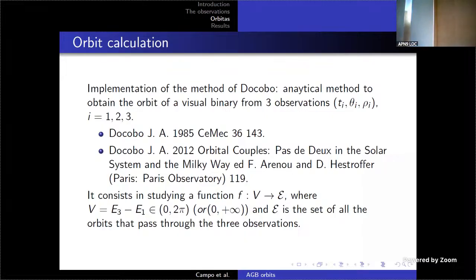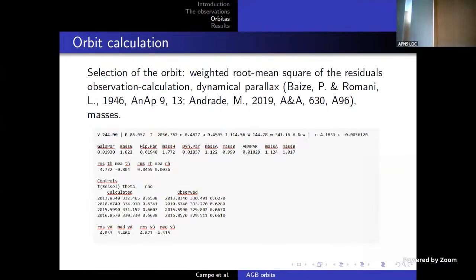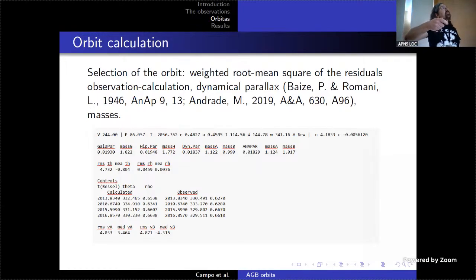How do we select the orbit that we want? Well, we have different methods. The main one is to look at the weighted root mean square error of the residuals of the position angle and the separation that we have here.